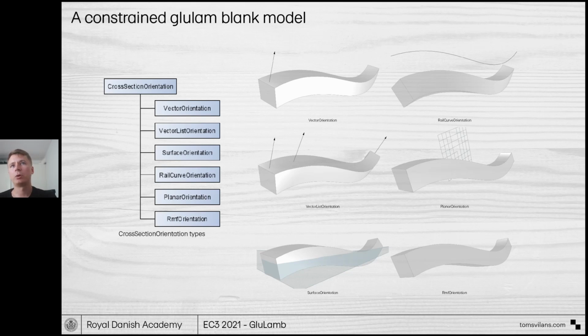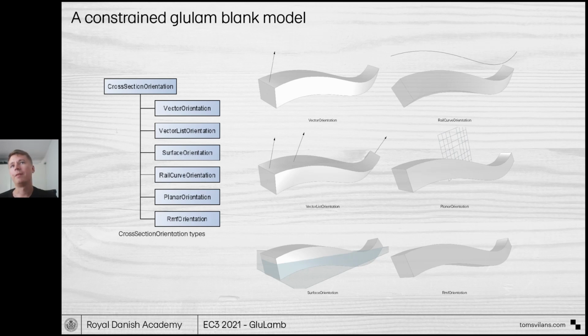The cross-section orientation is important for defining the alignment of the GluLamb geometry with a variety of design drivers. There are currently 6 orientation types. 1. The vector orientation aligns the cross-section as closely as possible to a single vector while keeping the cross-section perpendicular to the centerline curve to create a road-like extrusion along the curve.